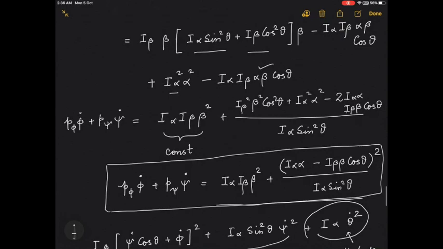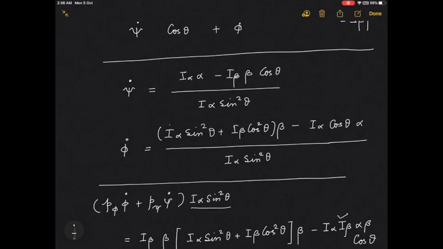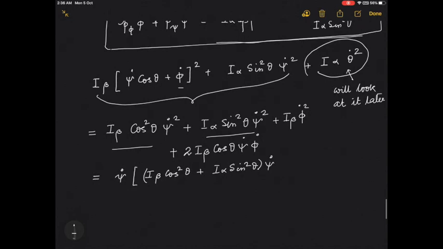If you come back here, so that is this term. I have to subtract an I alpha cos theta from here. Well, that is available.